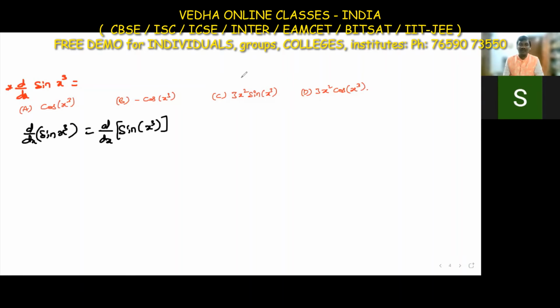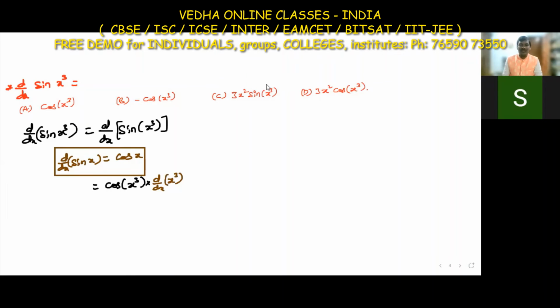Whatever formula we have, we apply. d by dx of sine x equals cos x, and for the x cube we have to differentiate it as well. Very good. First, for sine we apply the formula, that is cos of x cube, and in place of x we have x cube. Here we differentiate that internal derivative, d by dx of x cube.